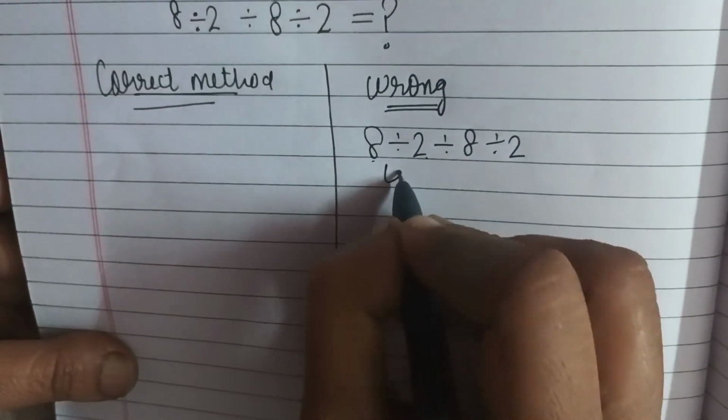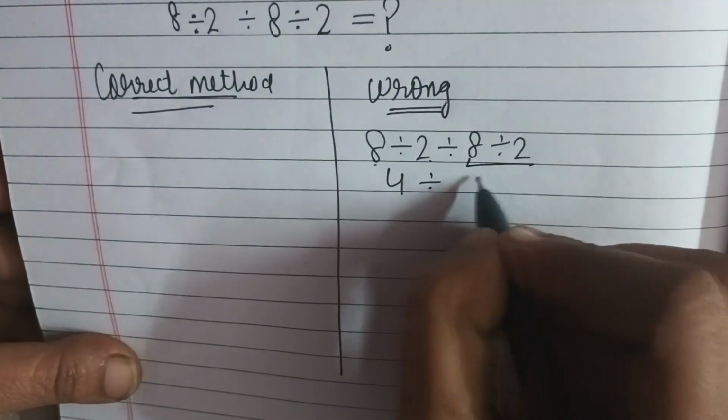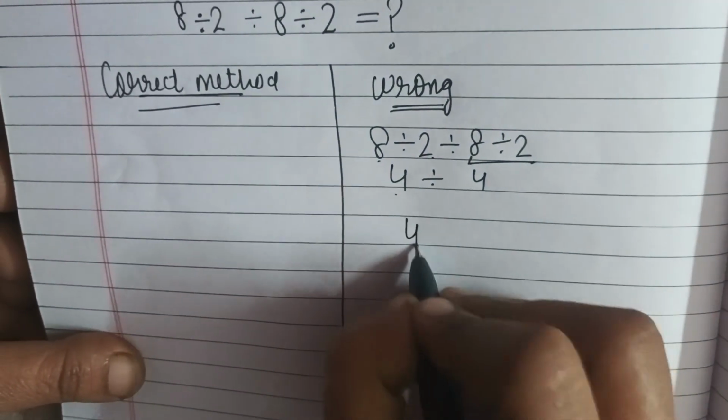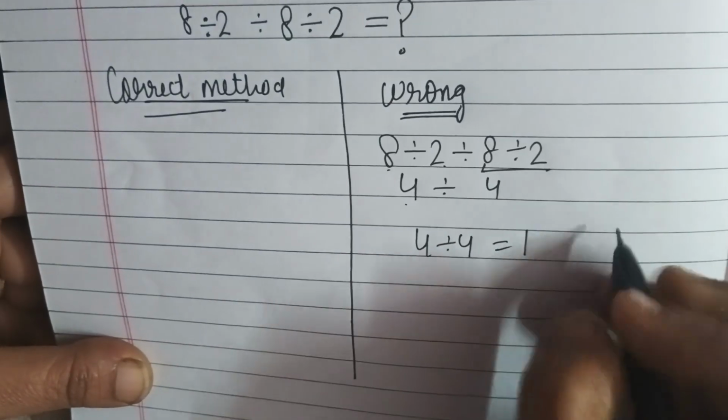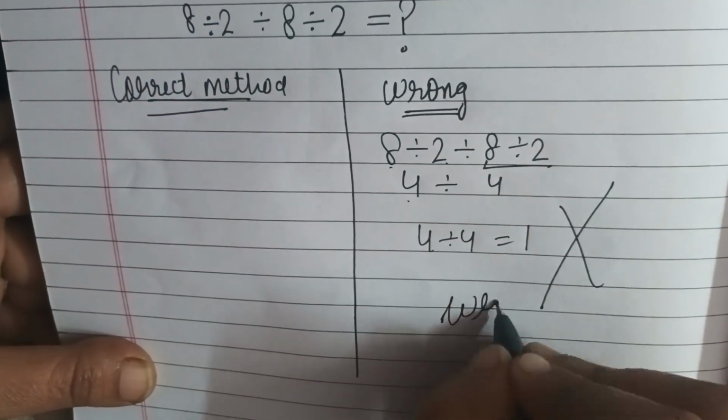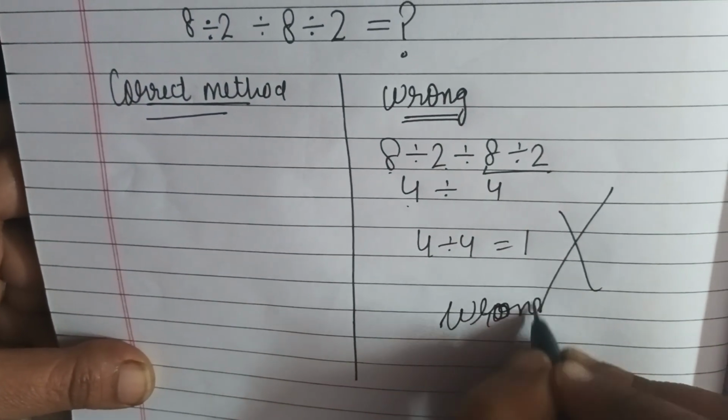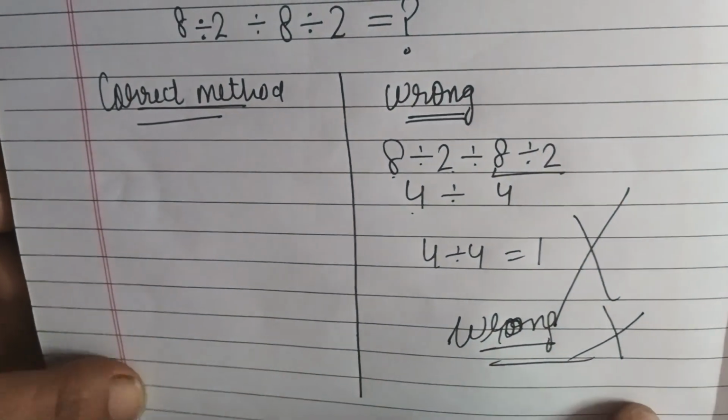8 divided by 2 is 4. Then 8 divided by 2 is 4. Then they do 4 divided by 4 is 1, which is totally wrong. We'll not do like this.